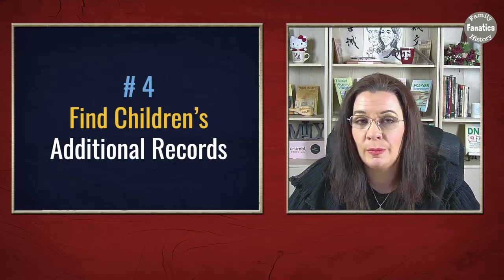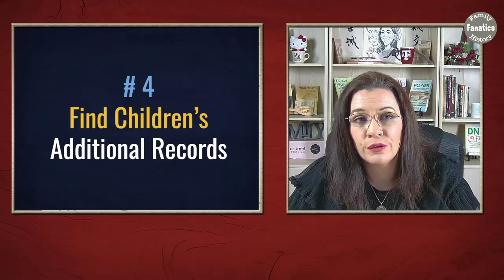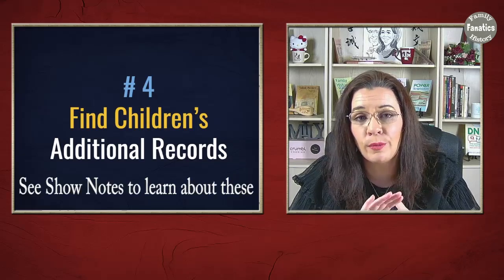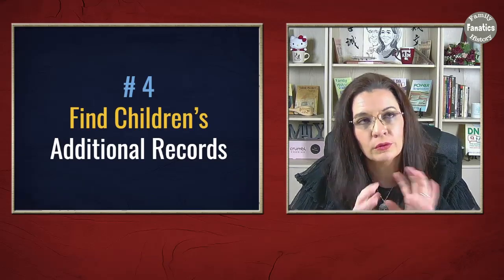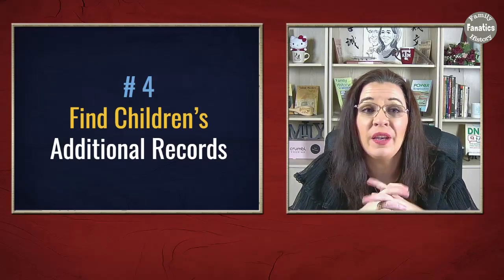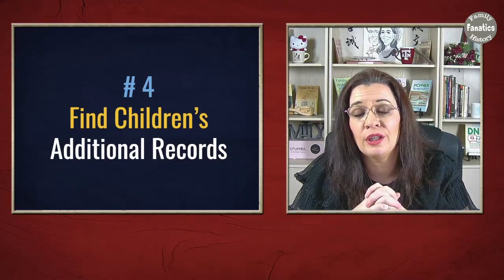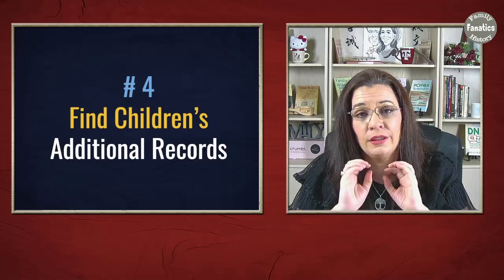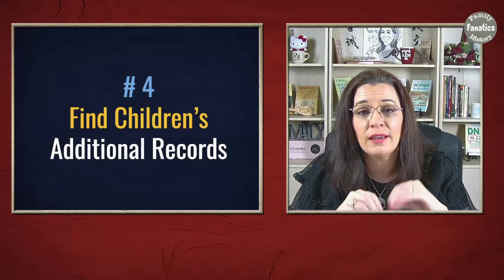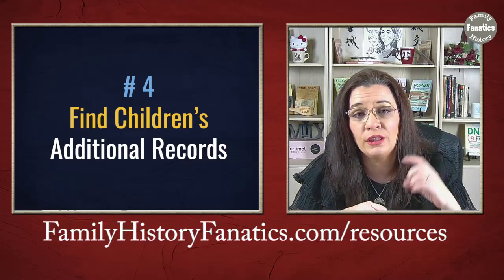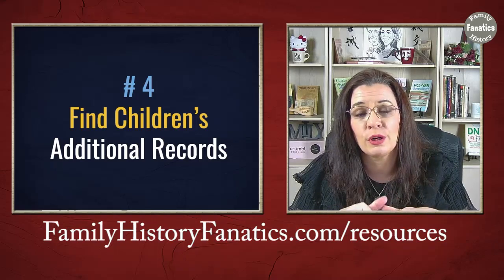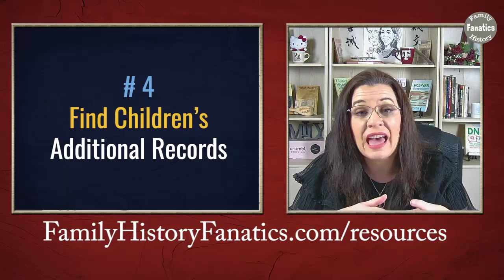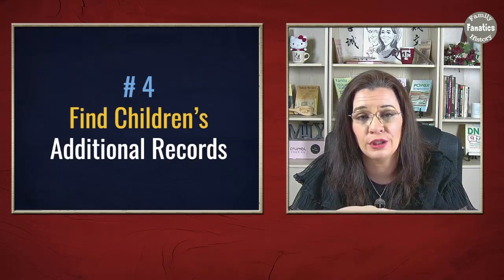But you might want to search for records: land records, tax records, probate records, court records, adoption, orphan court. But all of these different records that we talk about in our brick wall busting series, and there is a free brick wall busting guide. It is on our resource page with a lot of other free guides, so make sure you go to the link in the description for finding that, to make sure you've looked at all possible records you can think of.